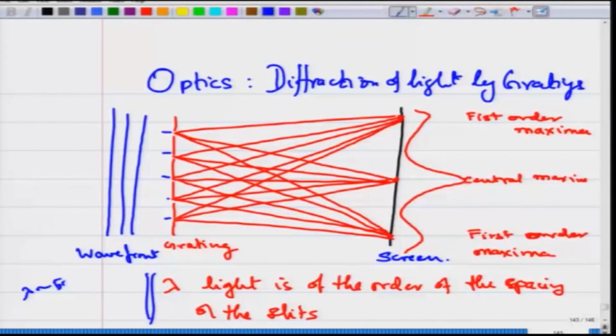For visible light, your wavelengths could be a few thousands of angstroms. As a result, the spacings between the slits can be pretty large, of this order. So what people thought was that, all right, you can have these slits which are periodically spaced, and they give rise to this diffraction pattern.